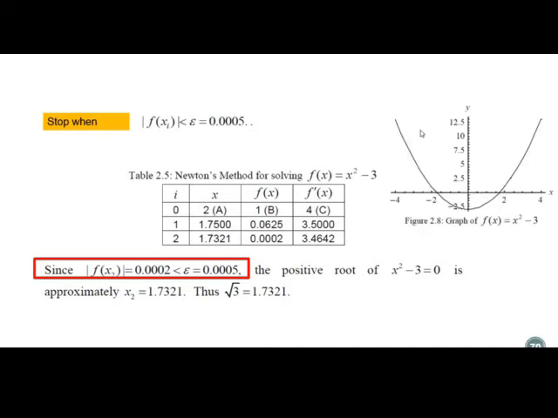If you look at this graph, 1.73 is actually near to these two. So visually you can see that your answer is correct.